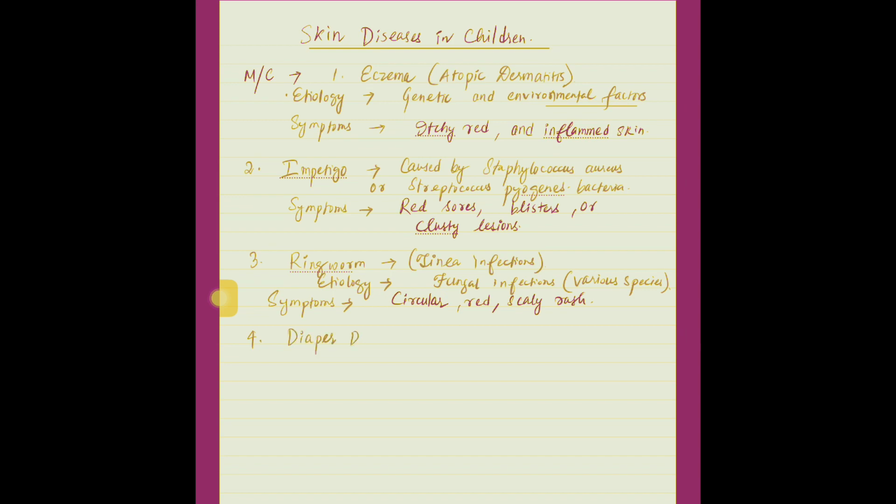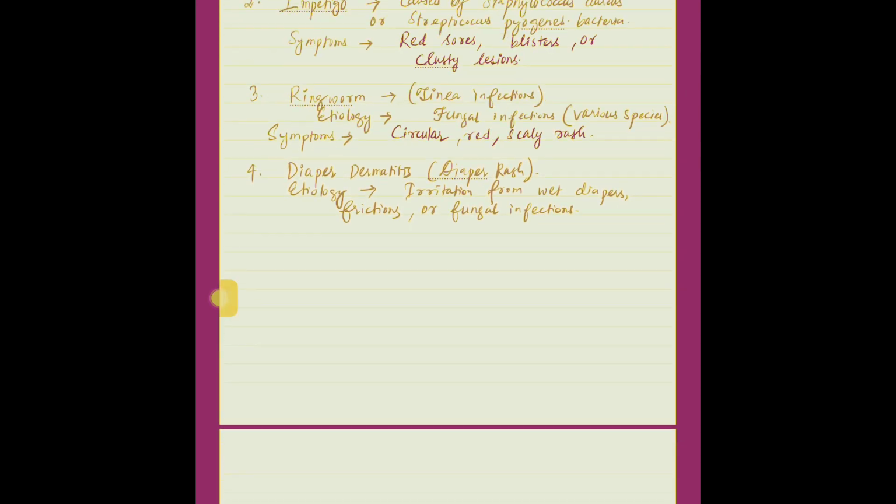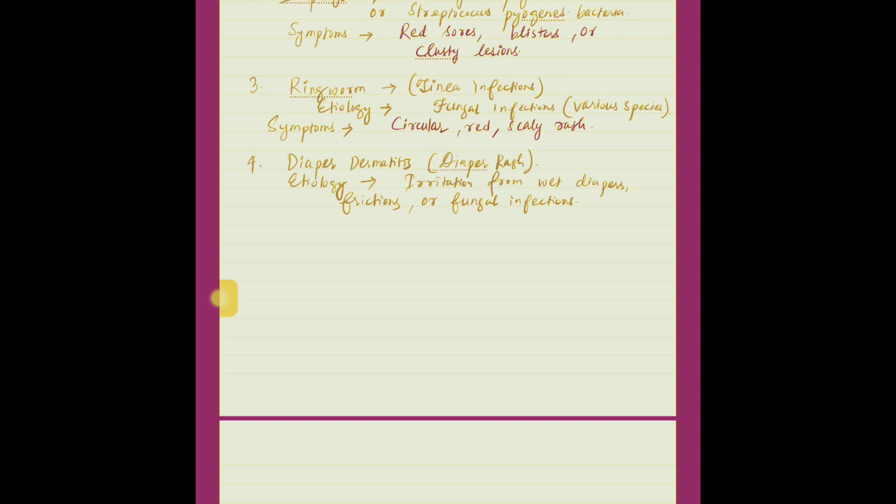Next, in children, we have diaper dermatitis, also known as diaper rash. Etiology: irritation from wet diapers. Those can cause some friction or fungal infections. It's very necessary to take care of wet diapers. So symptoms are red, irritated skin in the diaper area.